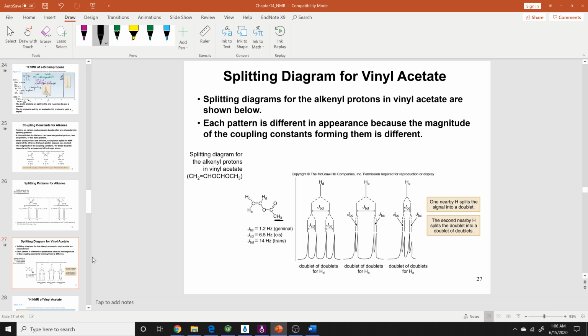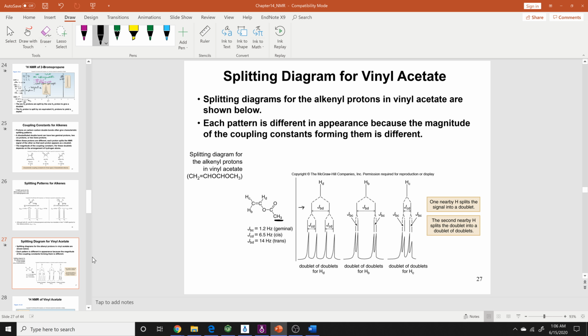In this splitting diagram, I cared about the hydrogens that belong to the alkene, and I have 3 of them: 1, 2, and 3. Each one is going to split the other into a doublet. But when you consider the splitting diagram, you have to start with the highest coupling constant first, and then work your way to the lowest coupling constant.